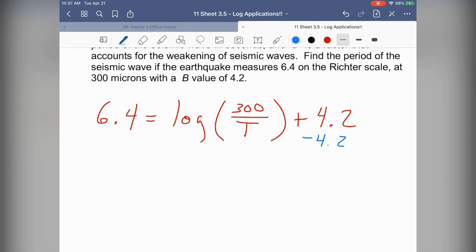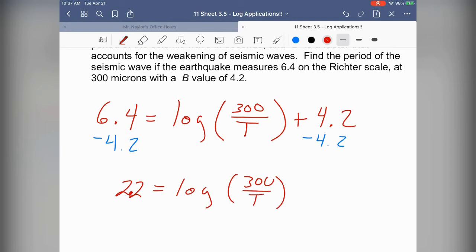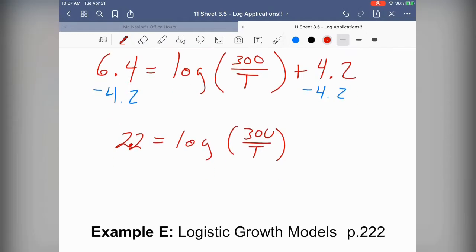But you know how to do this. You know that you're going to work from the outside to the inside. I would assume that you're going to subtract 4.2 first. Now, you get 2.2 equals the log of 300 over t. And so now comes the time where it's time to get rid of the log. Now, don't get rid of a log by using a log, but do get rid of a log by doing a base. And remember, the base in this problem has to assume to be a base 10.